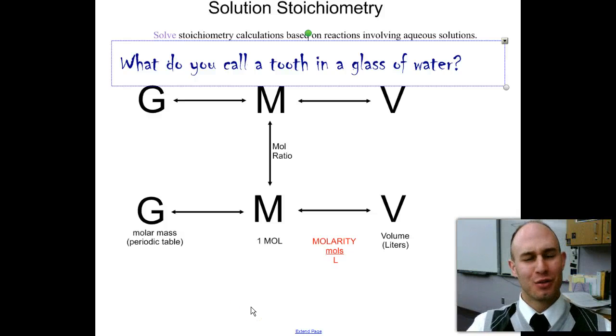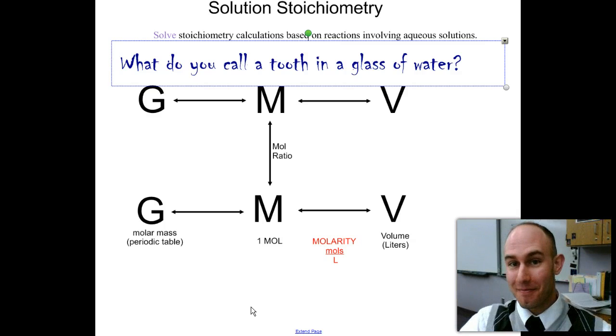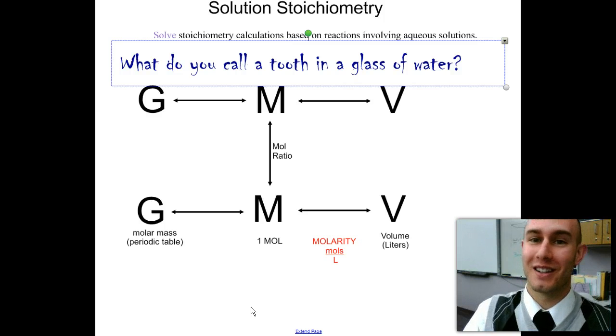Welcome, chemistry students. We're about to begin solution stoichiometry, but right before we get started, got a little joke for you. What do you call a tooth in a glass of water? A 1 molar solution. Come on, that was pretty good.